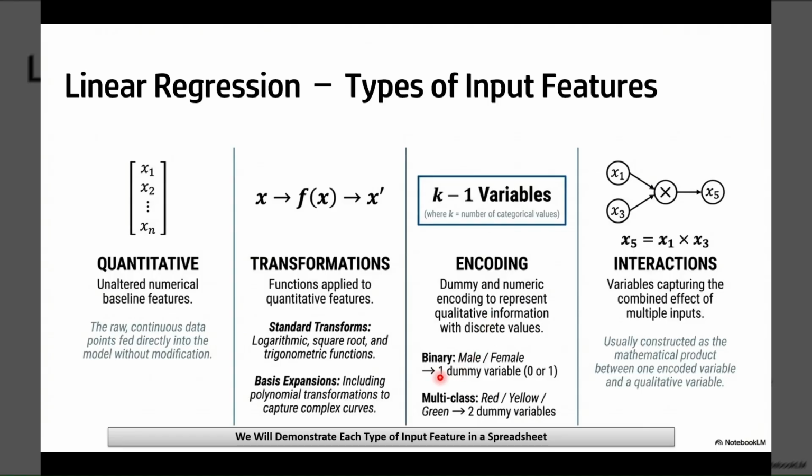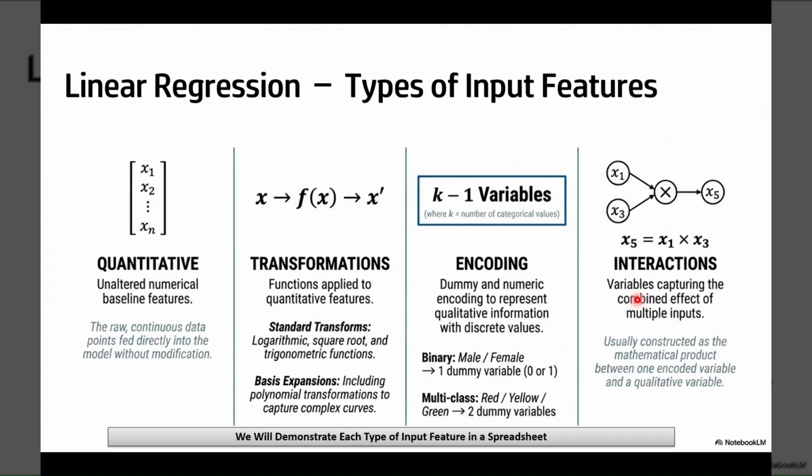For example, if you want to capture the gender information in a survey and you are capturing male or female responses, you do not need two categorical variables. You are happy with just one column where 1 is male and 0 is female. Similarly, for a multi-class example of red, yellow, and green, you just need two columns. But we'll share more information on a spreadsheet.